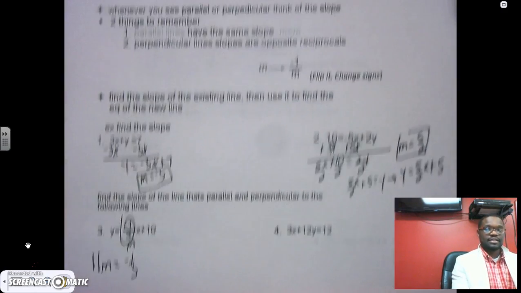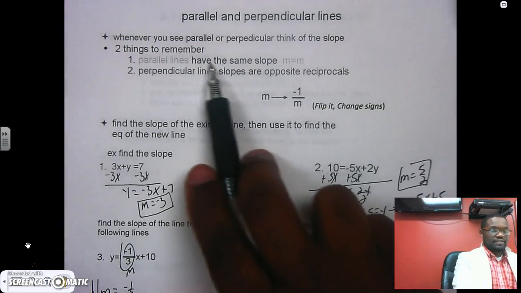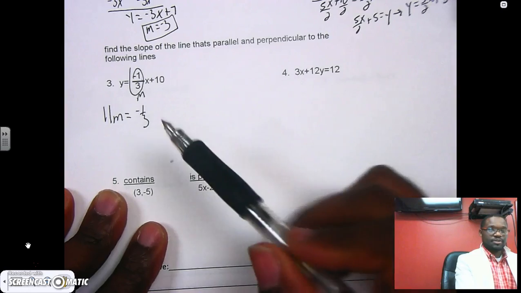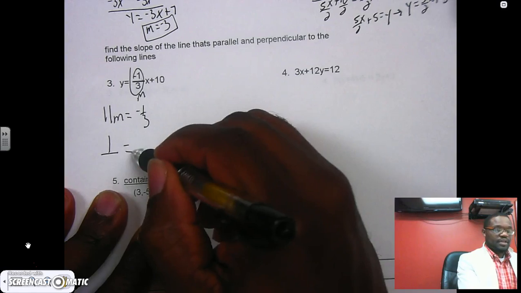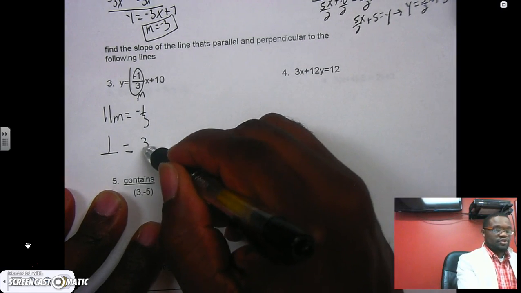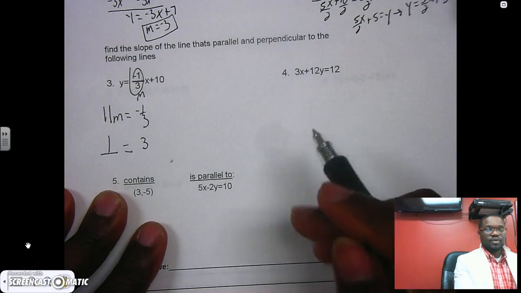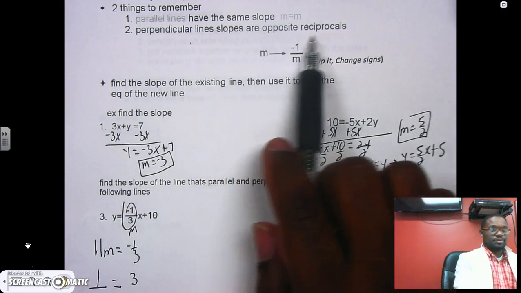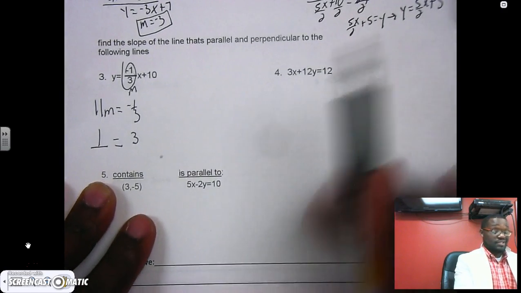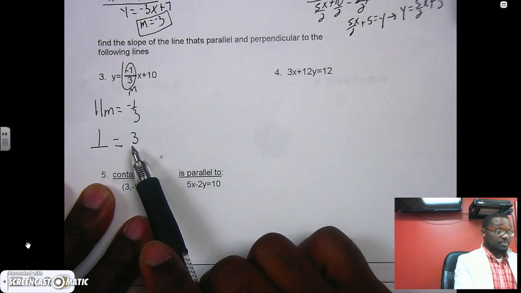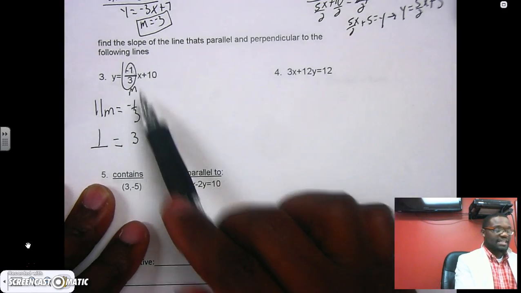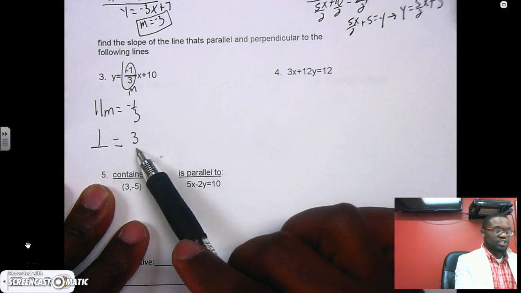Why? Because parallel lines have the same slope. So if these two lines are parallel, they got to have the same slope. This is the universal symbol for perpendicular. The perpendicular slope of this is 3, or you would say 3 over 1. Why? Because perpendicular line slopes are opposite reciprocals. Now I can't remember if I just said parallel, but if I did, I meant to say perpendicular. The perpendicular slope here, you got to do the reciprocal and change the sign. So that's how we get 3 over 1, or just 3.